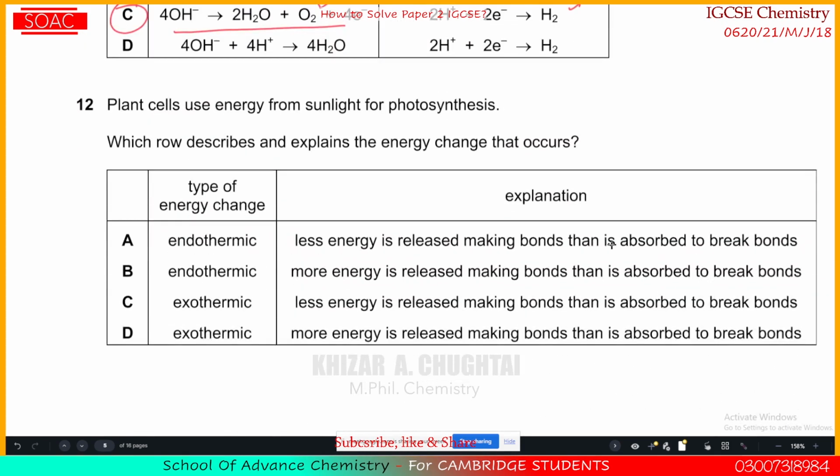Plant cells use energy from sunlight for photosynthesis. Which row describes and explains the energy change that occurs? Type of energy change: endothermic. Explanation: less energy is released in bond making than energy absorbed to break the bonds. Yes, that is the basic justification, the proper reason. Less energy is released, more energy is absorbed, so the overall answer is endothermic.